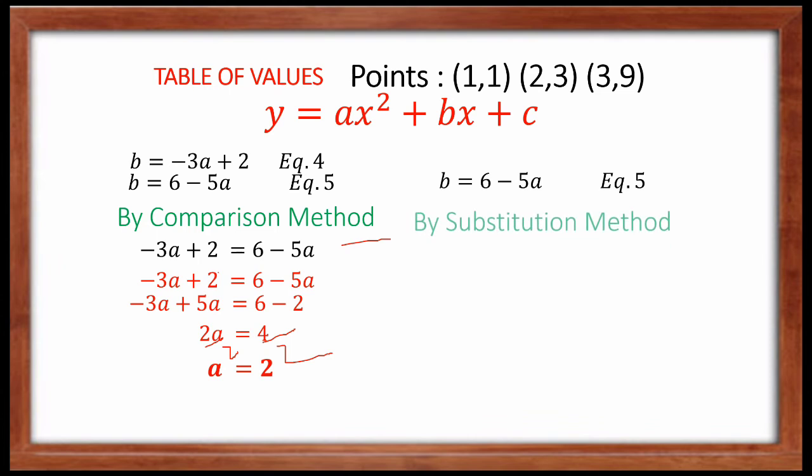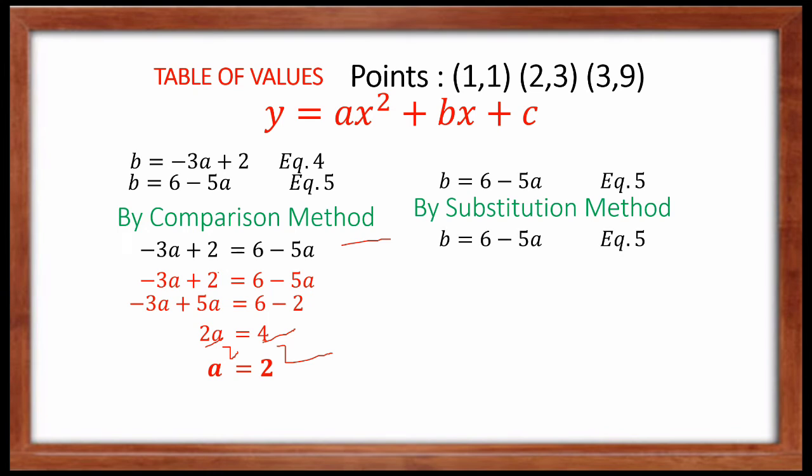Since we have equations given, equation 4 and 5, pwede tayong gumamit ng equation. Dahil meron na tayong value ng A, gumamit tayo ng substitution method para makakuha tayo ng panibagong value. Okay, ang pinili ko ay equation 5: B equals 6 minus 5A. Isasubstitute ko na yung value ng A para makuha ang value ng B. B equals 6 minus 5 times 2. B equals 6 minus 10 because 5 times 2 is 10. B equals negative 4. Therefore, the value of B is negative 4.